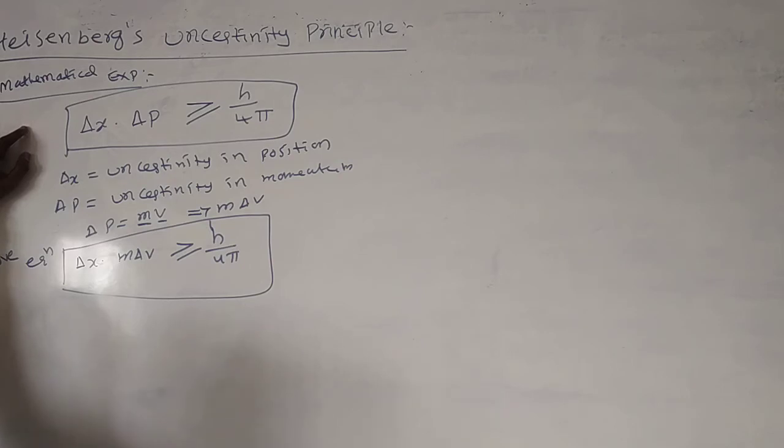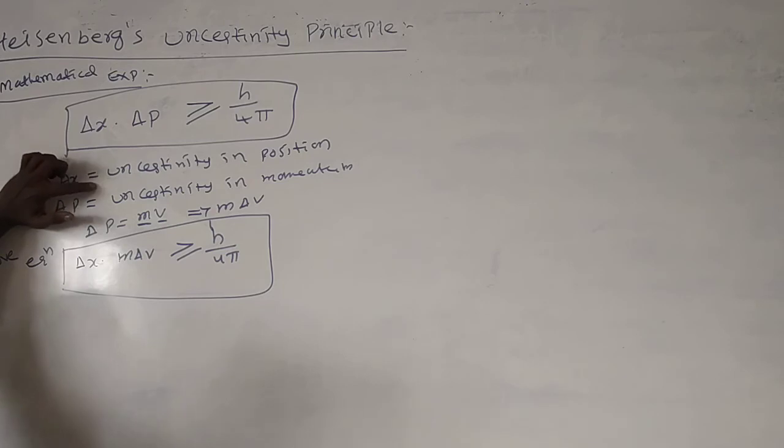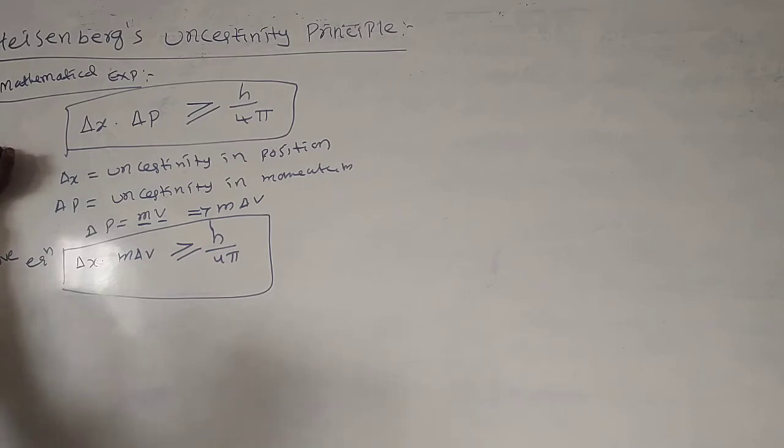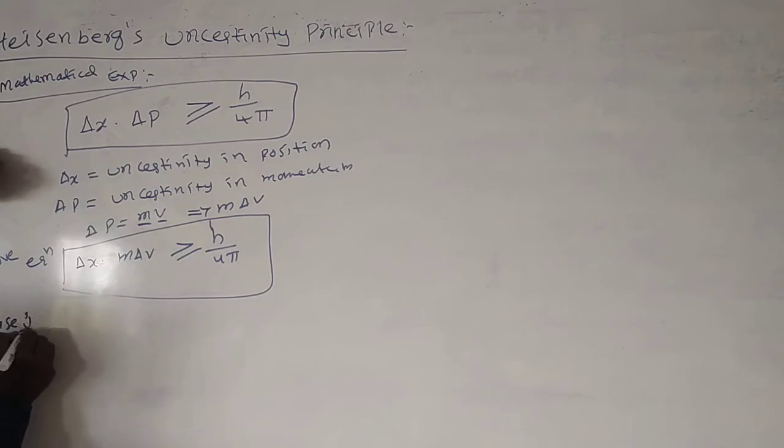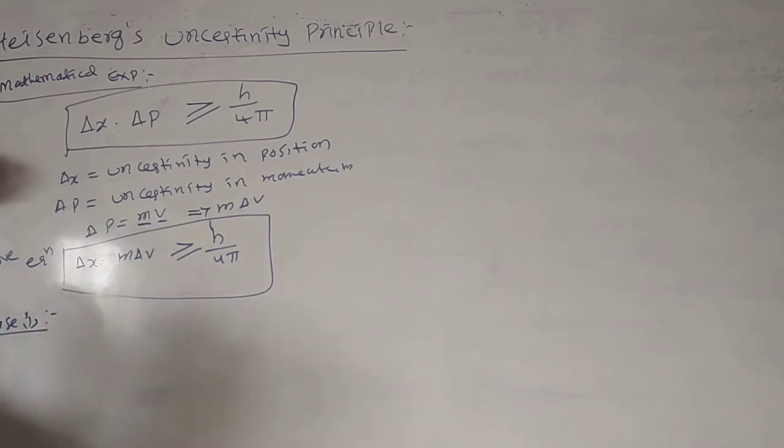What is the Heisenberg uncertainty principle? It is impossible to determine uncertainty in position and uncertainty in momentum simultaneously. Case 1, see what happened. If you know the uncertainty in momentum or the uncertainty in position, then the other term becomes infinity. The other term we can't determine.